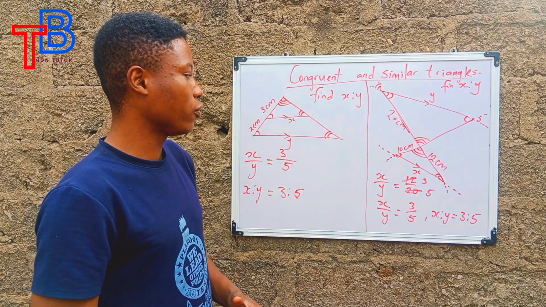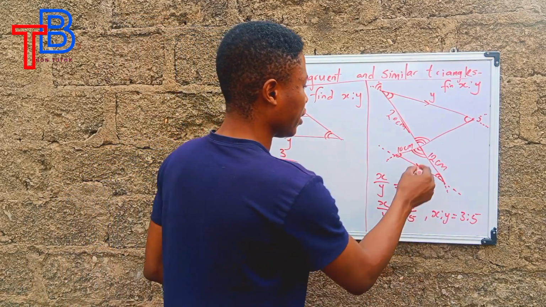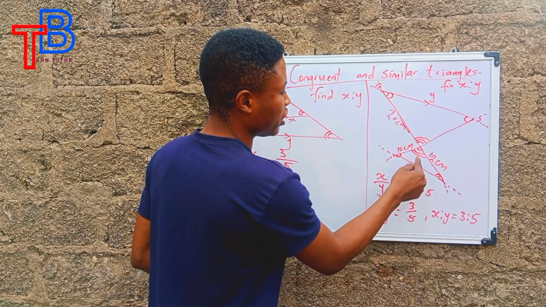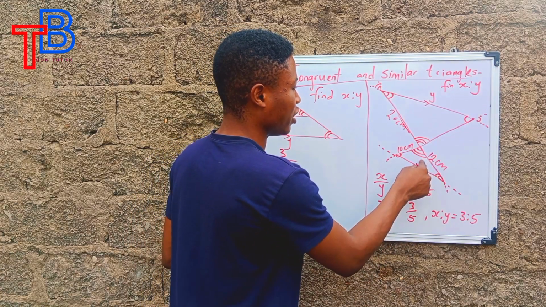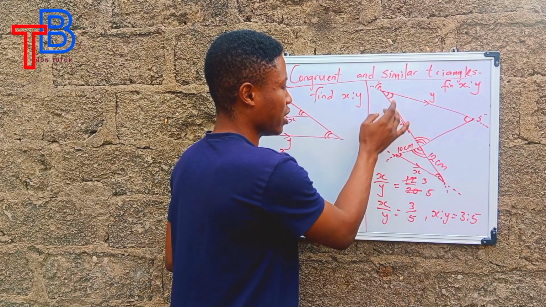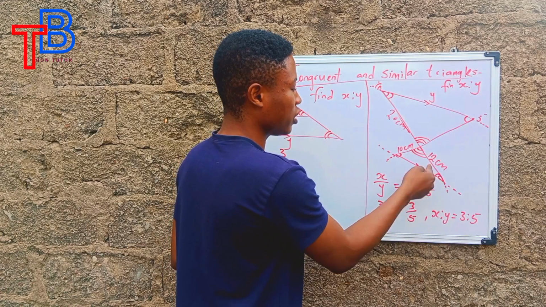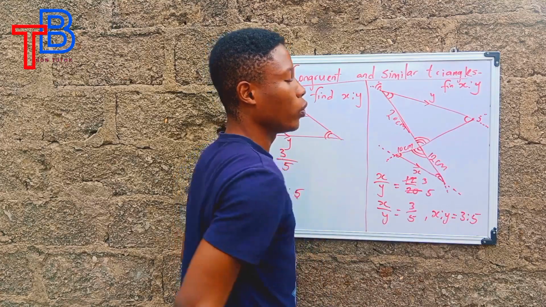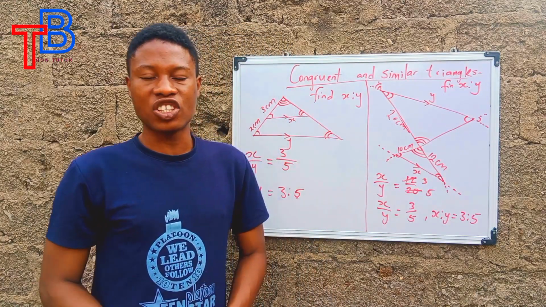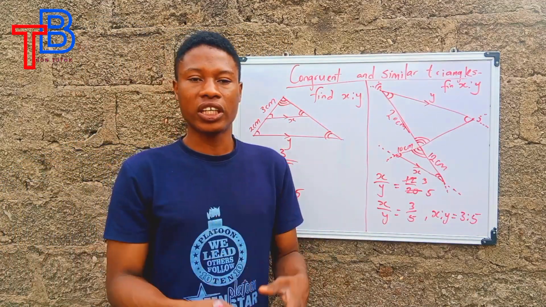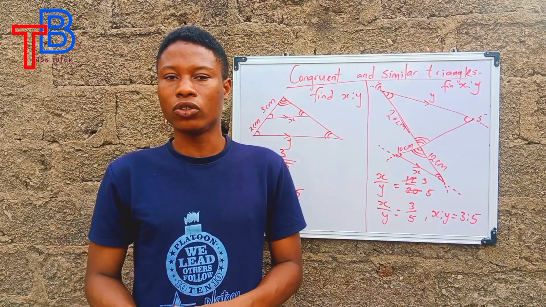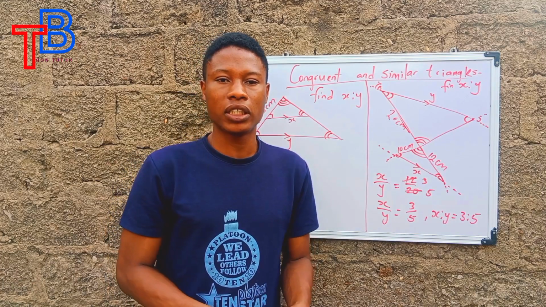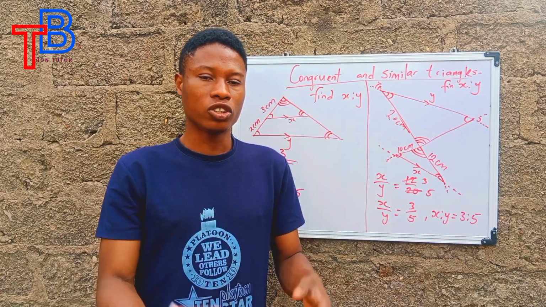You just have to check for the corresponding sides. This side here is corresponding with this side. How? You can notice that the angle subtended by this side is equal to the angle subtended by this side. Therefore, this side is corresponding with this side, and this side is corresponding with this side. So whenever you see any similar triangles, just check the angle subtended by those sides, and you'll be able to identify the corresponding sides in those triangles.